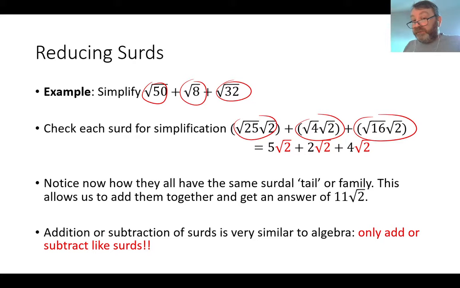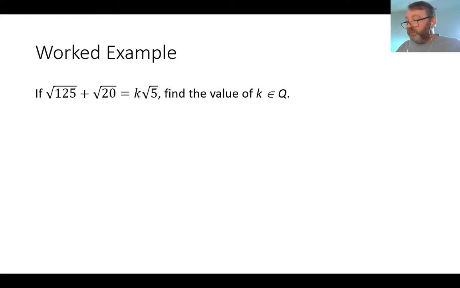So there's an important lesson to be learned there. In terms of surds, like algebra, if they belong to the same surdal family, if they have the same tail, same ending, then you can add them and subtract them, no problem. So here's a question. If root 125 plus root 20 is equal to k root 5, find the value of k.